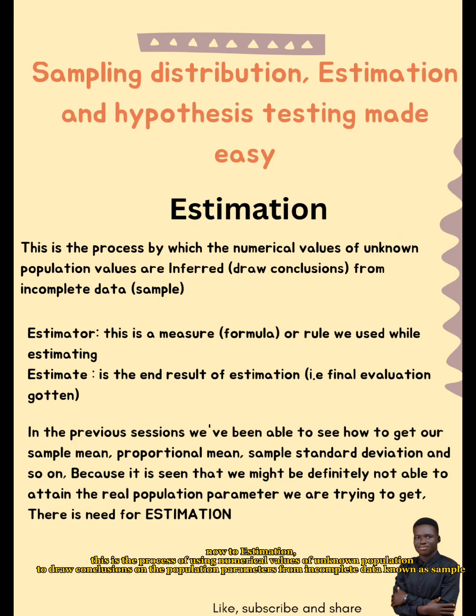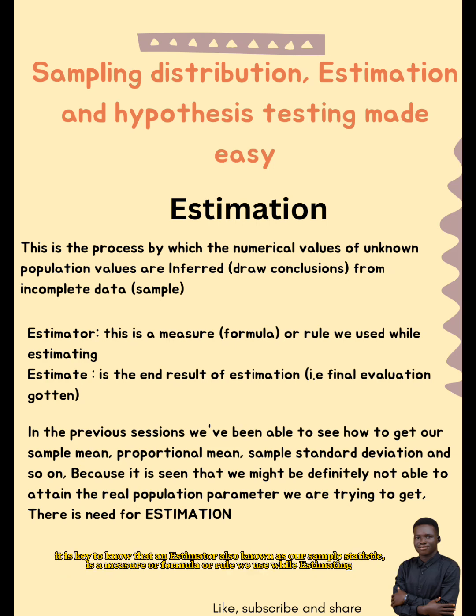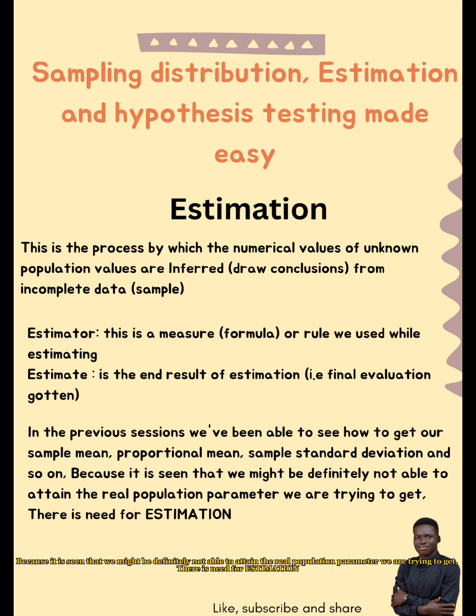Now to estimation. This is the process of using numerical values to draw conclusions on unknown population parameters from incomplete data known as a sample. It is key to know that an estimator, also known as our sample statistic, is a measure or formula or rule we use while estimating, while an estimate can be seen as the end product of estimation. In the previous sessions, we've been able to see how to get our sample mean, sample proportion, sample standard deviation, and so on. Because we might not be able to attain the real population parameter we are trying to get, there is need for estimation.